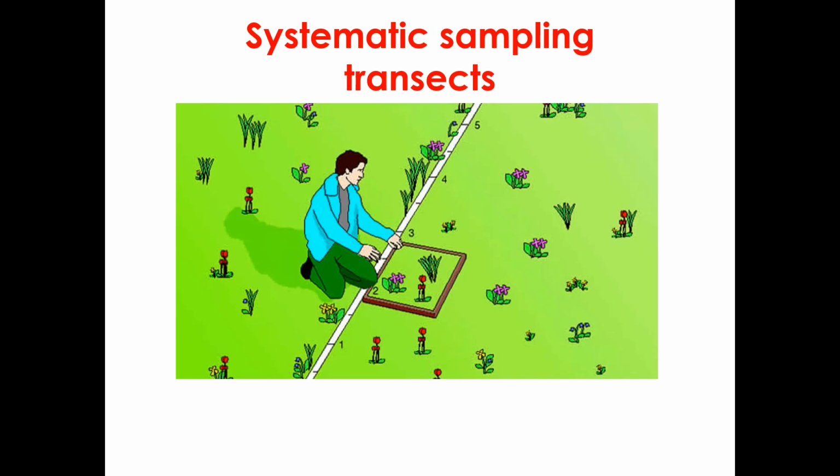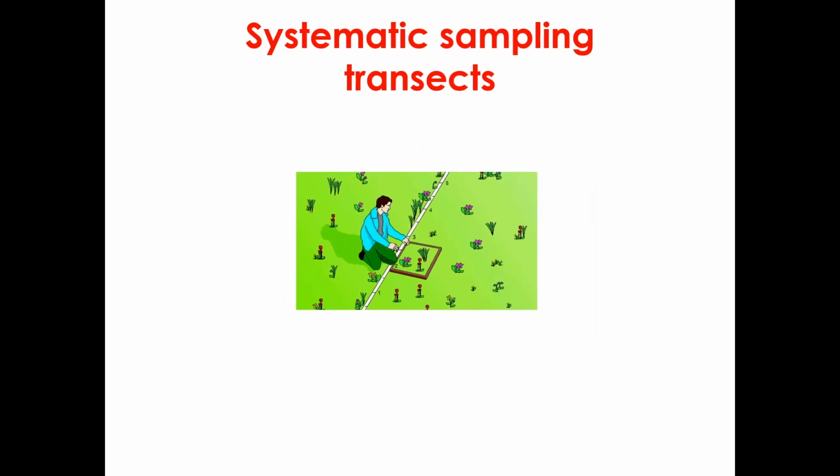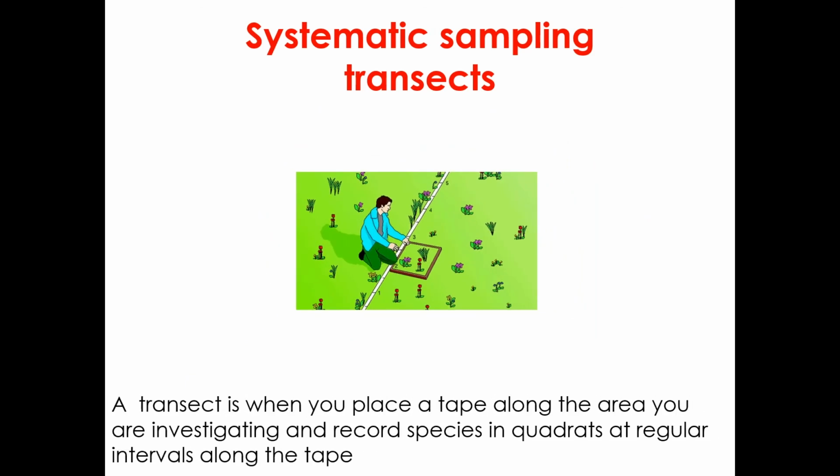So if we were looking at systematically sampling moss, for example, so we wanted to see how the moss distribution changed across the transect, it may not be appropriate to count the moss species. Again, just like with our random sampling method, in our quadrat area for moss, a percentage cover would be more appropriate. Okay, so in our transect, when you place your tape along the area you're investigating, record the species in your quadrat at regular intervals along the tape. So that's the basic methodology.